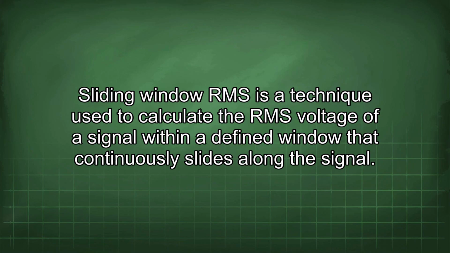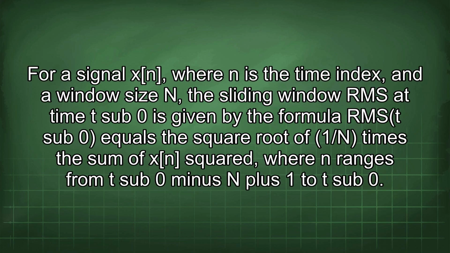Sliding window RMS is a technique used to calculate the RMS voltage of a signal within a defined window that continuously slides along the signal. For a signal x[n], where n is the time index, and a window size N, the sliding window RMS at time t₀ is given by the formula: RMS(t₀) equals the square root of 1/N times the sum of x[n] squared, where n ranges from t₀ minus N plus 1 to t₀.